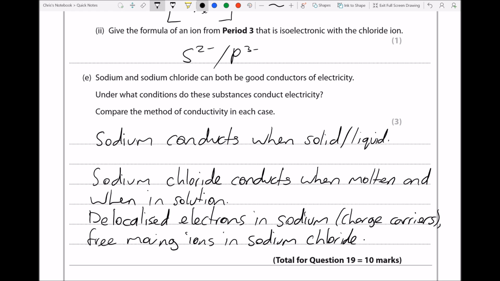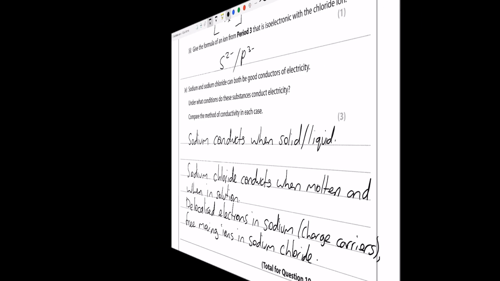Alright, so you get your 3 marks there, as you can see. You get 1 for saying sodium conducts when solid or liquid. Sodium chloride conducts when molten and when in solution, but not in solid. And the comparison of them is, obviously, we've got delocalized electrons in sodium, and they're charge carriers, and we have free moving ions in sodium chloride when it's molten or in solution. So there you go. Quite a short question, that one, only 10 marks, but that's the end of question 19. So on to the final question, which is question 20.